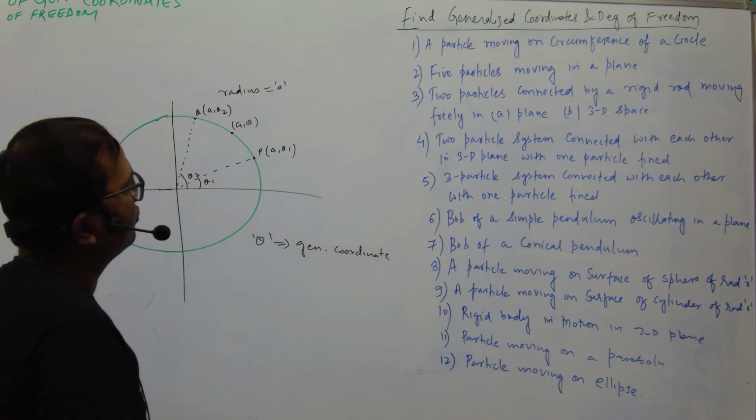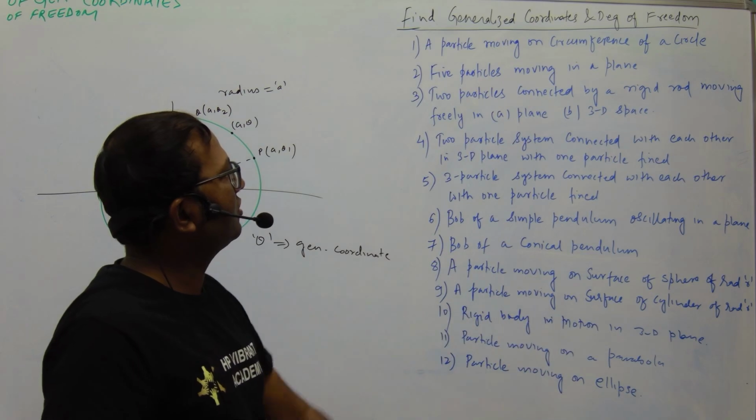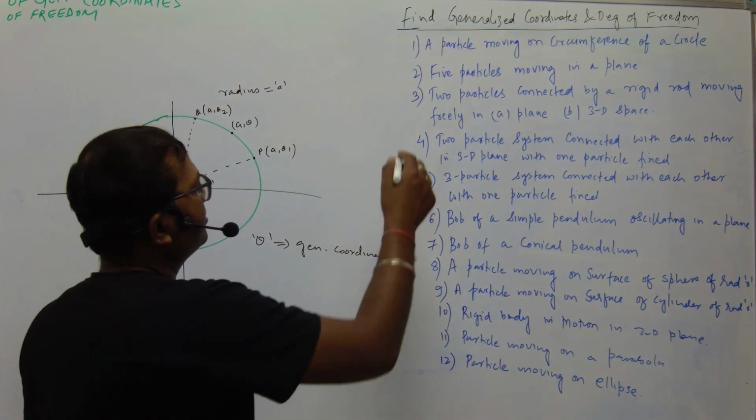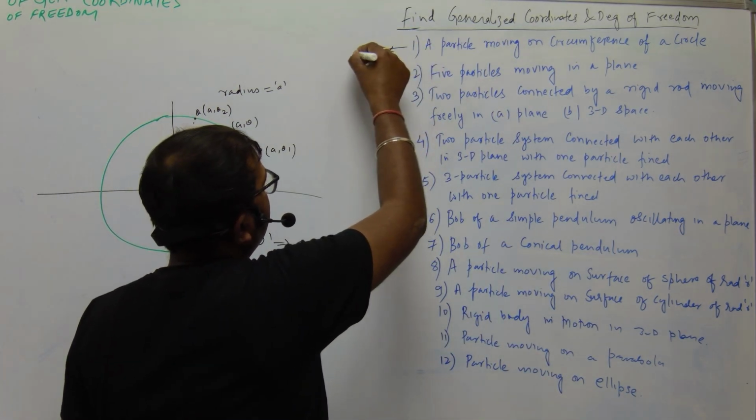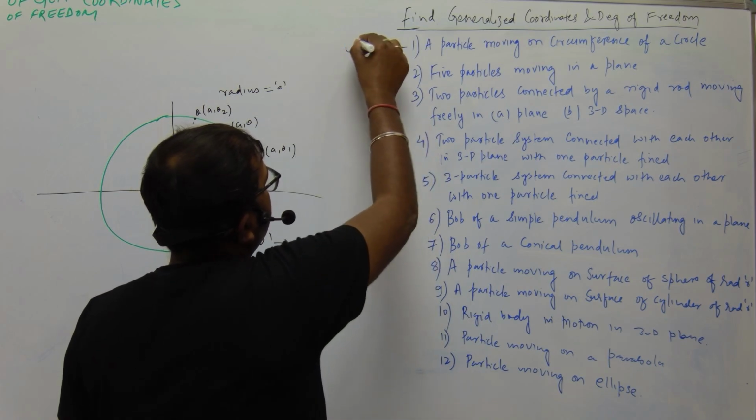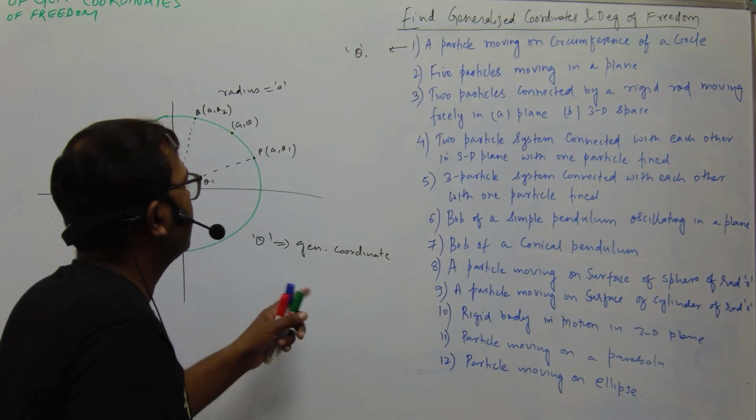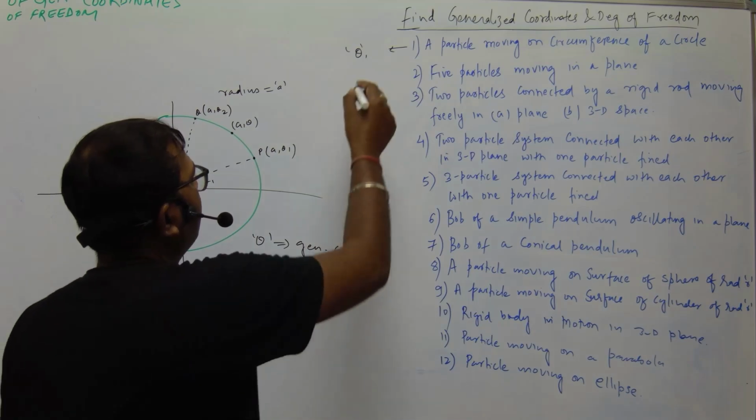Okay, so we have a particle moving on the circumference of a circle. इसका क्या आंसर हो जाएगा? This is theta. Theta is the generalized coordinate, and the number of generalized coordinates is 1. So the degree of freedom will also be 1.